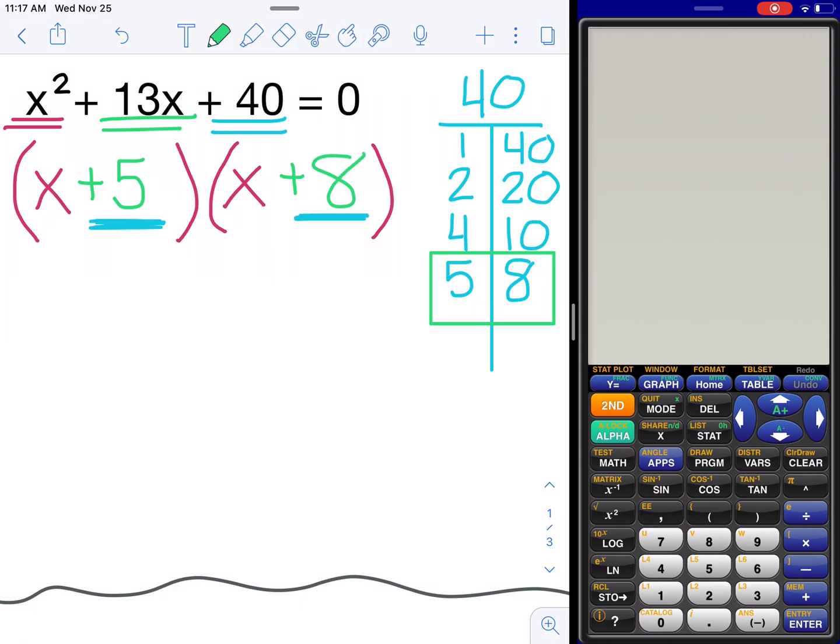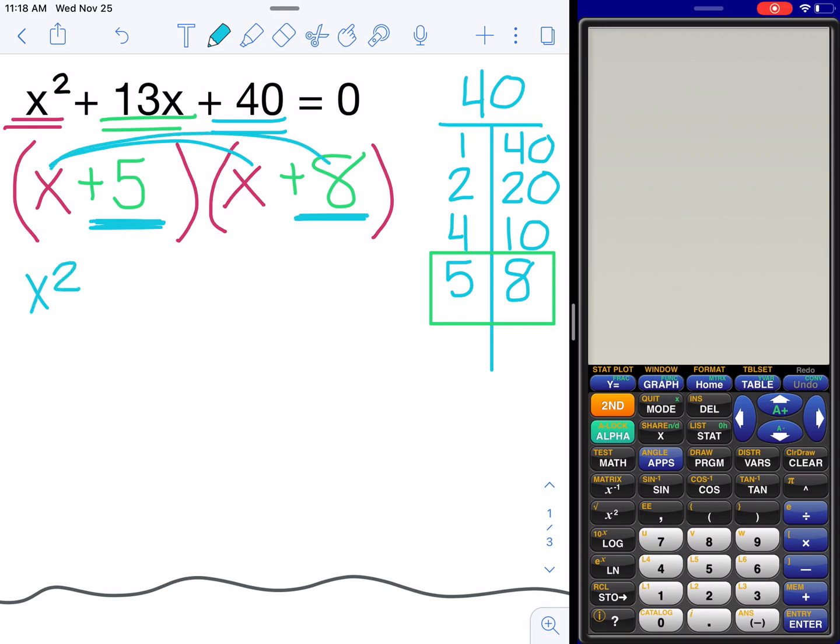If you wanted to check this, you could do your double distribution or your window or box method to make sure that you're getting the quadratic expression that you want. I often take a minute to do that, so I'm going to show you that now. Just quickly, it's nothing major, but I would do x times x. I would get x squared.